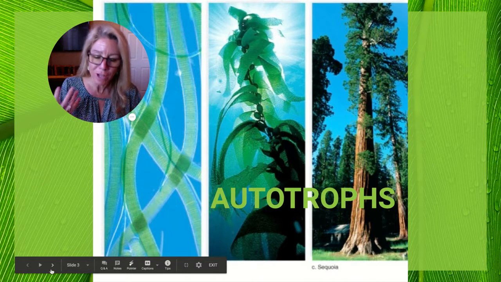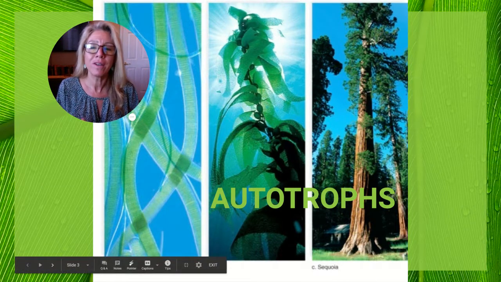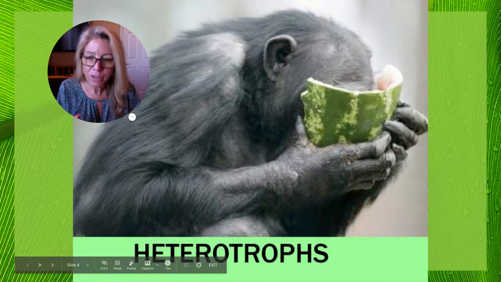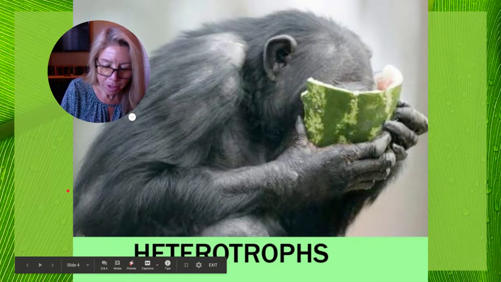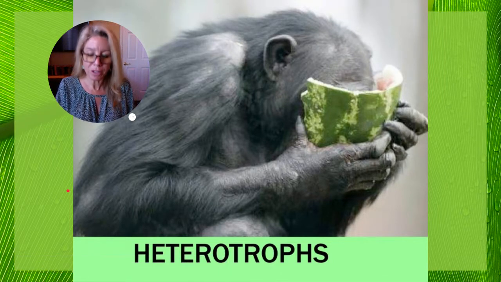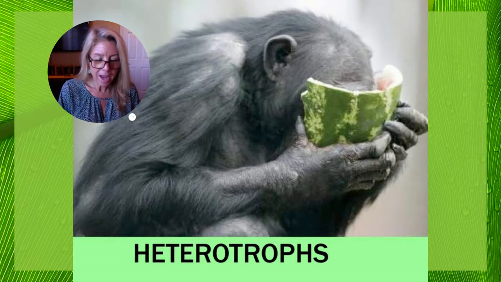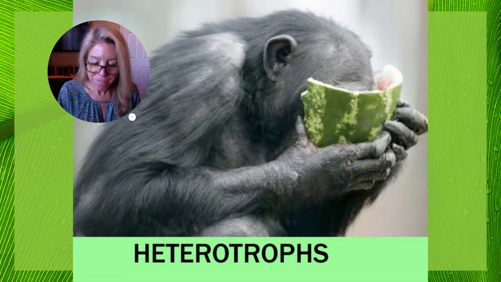So autotrophs, on your notes, have the ability to produce their own food. Whereas heterotrophs, right, you want to put on there, we are consumers. We take in preformed organic molecules and use those as building blocks and for energy, right? Okay, so we are consumers.